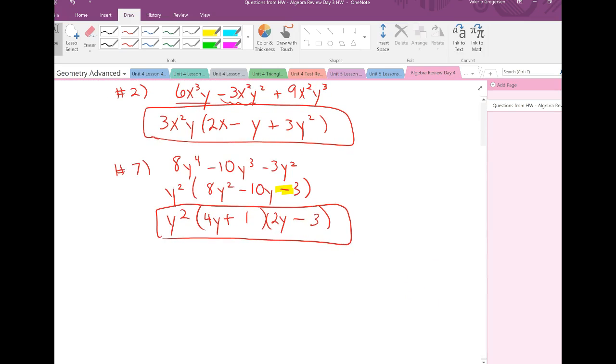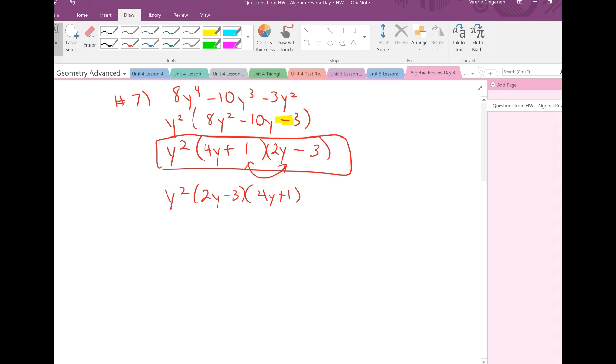Now remember, if your answers do not match mine, what can be different is you could change the order of your binomials. What I mean, you could have the 2y minus 3 first, and you can have your 4y plus 1. But what's inside the parentheses has to be the same, period, or it's wrong. You guys with me on that? That's what I thought.